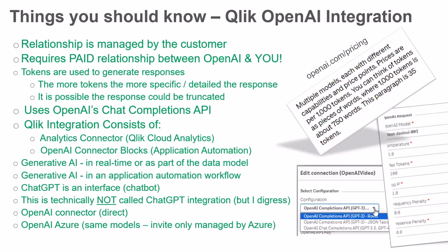Generative AI can be used in real time as part of a data model. It could be used in an application automation workflow, and I'm going to show you that as well. It consists of the analytics connectors, as well as what's called the OpenAI Connector Blocks. As of the time of this presentation, we've introduced another connector, OpenAI Azure, which is basically the same thing, but it's invite only. It's managed by Azure, but it ultimately produces the same type of results as a connector that is available within Qlik.